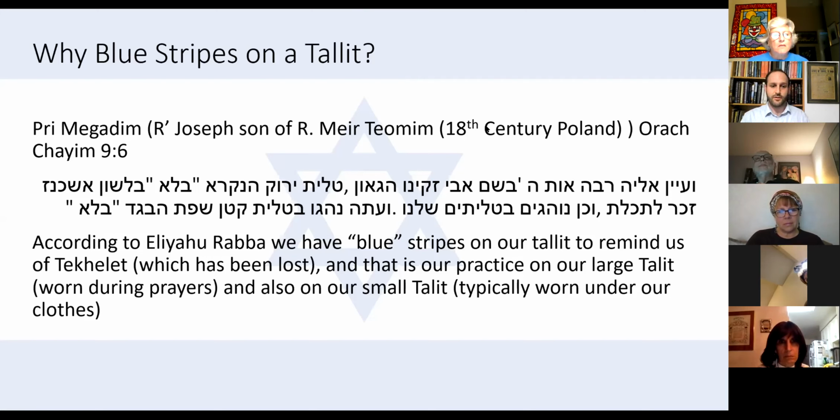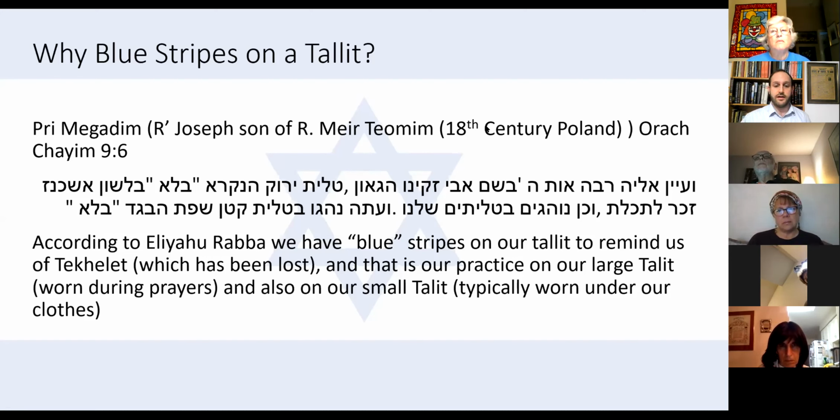So he says, why do we have blue stripes? Because of the tchelet that we have lost, and therefore we tend to have that on both the talit gadol, the large prayer shawl that people wear during Thursdays, as well as on the small talit katan, which you wear underneath your clothing. Both of which, because we don't know what tchelet is, people ended up developing the custom of wearing these blue stripes instead to remind us of that.